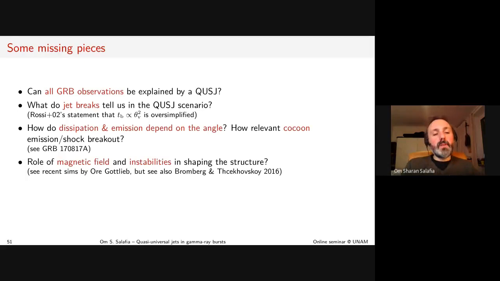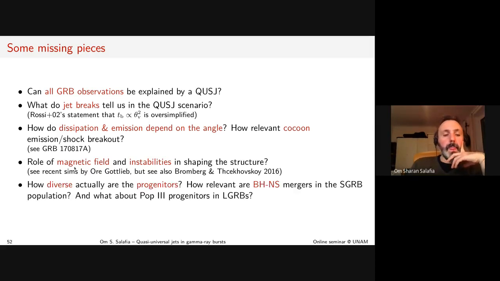One must work out the role of the magnetic field and also the role of possible instabilities, both magnetohydrodynamical and hydrodynamical, in shaping the jet structure. There is some recent work about these by Ore Gottlieb, and also an important piece of work by Bromberg and Chekhov 2016 about the role of the magnetic field in structure formation.